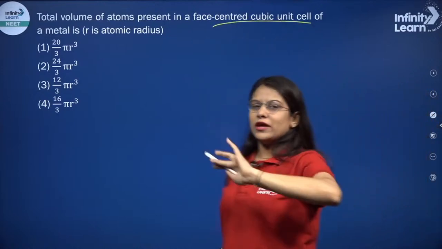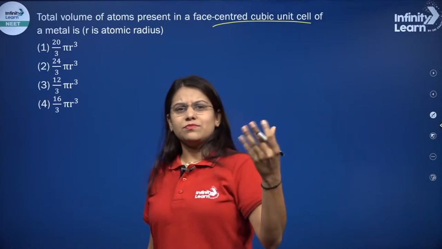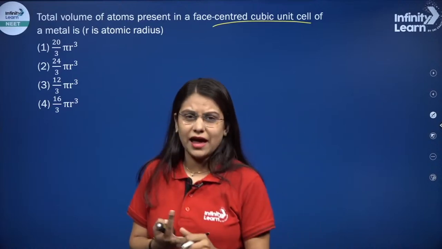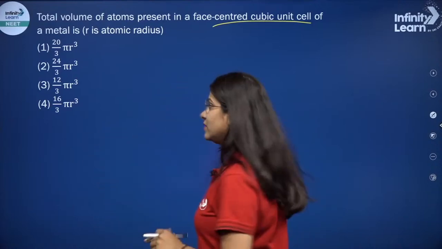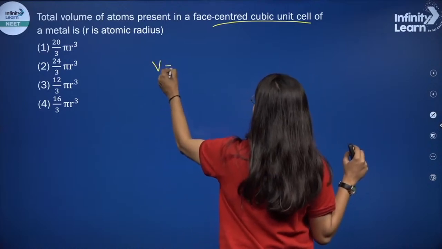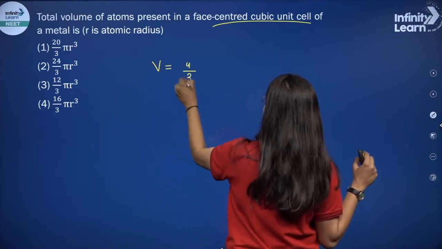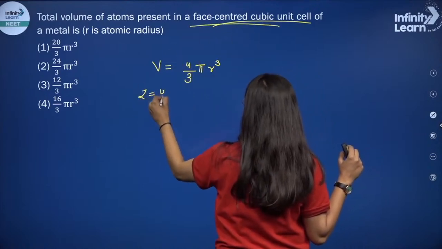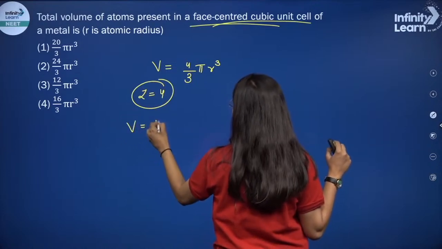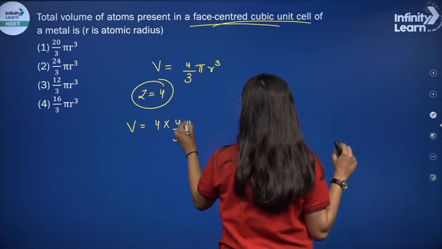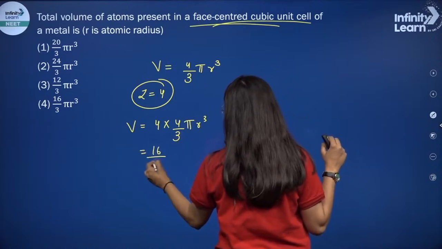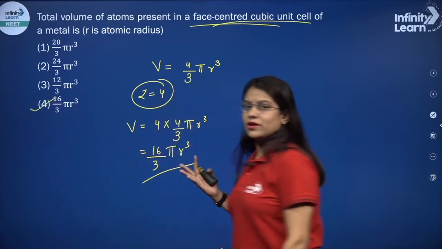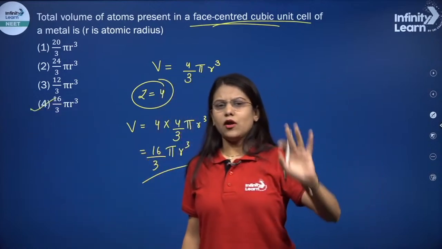Next, total volume of number of atoms in an FCC cubic unit cell. So, a very, very easy question from solid state. Generally, such types of questions are coming. From solid state, it is expected that you get a tougher question, but this is a very easy question. We just need to write the volume. So, volume for one sphere is 4 by 3 pi r cube, right? Now, in FCC, what is the value of Z? What is the number of atoms? 4. So, what will be the new volume? It will be 4 into 4 by 3 pi r cube. That is 16 by 3 pi r cube. So, what is my correct answer? Correct answer is option number 4. Very, very easy question from solid state, right? So, I hope all of you have done this correct.